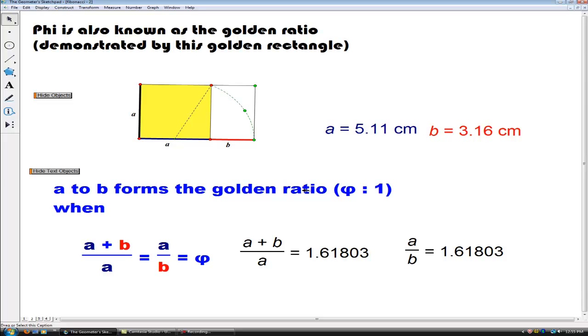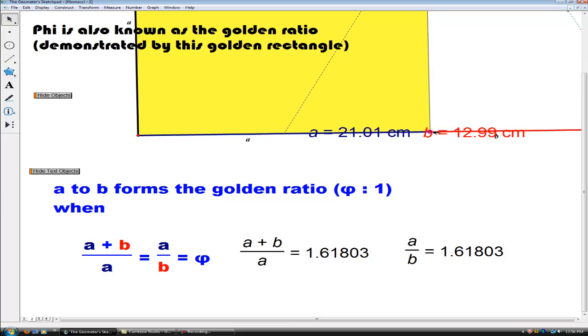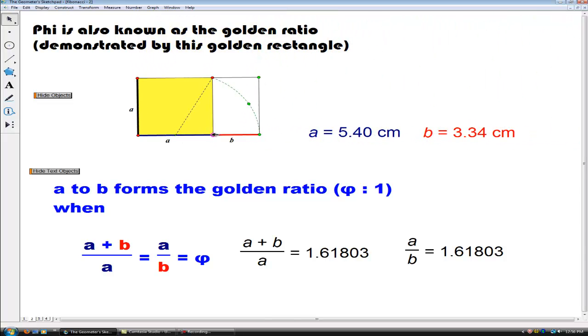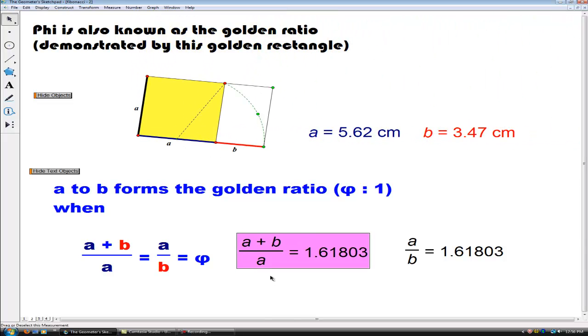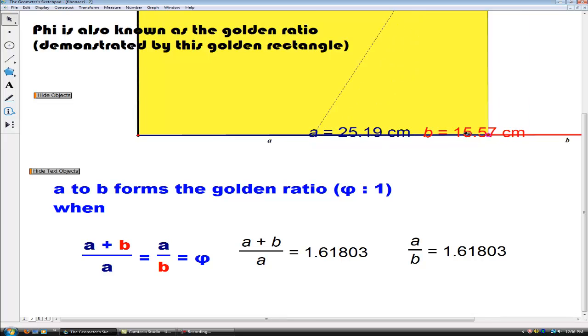So let's look at the relationship between a and b now. a to b forms the golden ratio, which is phi to 1, when a plus b compared to a equals a compared to b. And we can see that I did actually input these measures, and you can see that they are variable. My a and b are both changing as I drag this point. They're getting larger and larger, but the ratio comparing the sum of a plus b to a and the ratio comparing a to b is exactly the same ratio. This is one of the cool things and why this number phi is special.